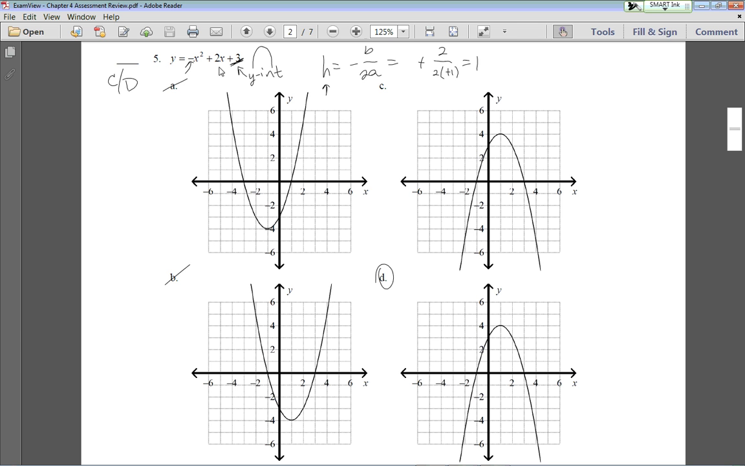You look at the negative, it opens downward, so it's got to be one of these two. Check the y-intercept. In this case, both y-intercepts are 3, so after that, I would go find the x-coordinate of the vertex, which is h, which is -b over 2a, and then that gives us 1. So then I would figure out which one of these has a vertex at x equals 1. All right, that's how I would do that one.